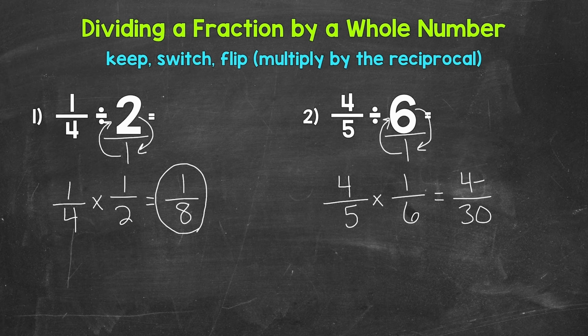We have a greatest common factor of 2 that we can divide 4 and 30 by. 4 divided by 2 gives us 2, and 30 divided by 2 gives us 15. So we end up with 2/15. The only common factor between 2 and 15 is 1, so this is now in simplest form. Our final answer, 2/15. So there you have it.